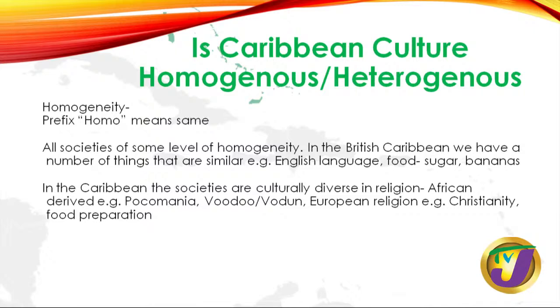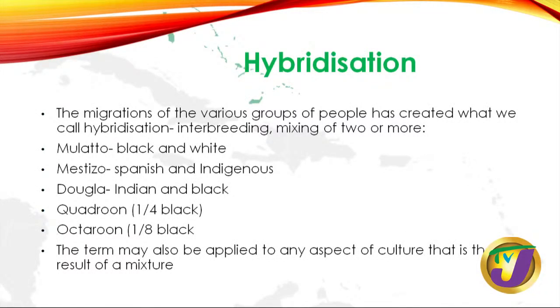Is that the case? Or is it that we have a diverse, heterogeneous culture? Many different things, right? What is it that we have? I'm sure you know the answer to that. If you travel to different Caribbean countries, you'd be seeing, eating, experiencing different kinds of things, even though some of them overlap. Now let's look at this term, hybridization. The migrations of the various groups of people, what it has created is a hybrid kind of society. This is where people interbreed, mix with each other, and then the result of it is a mixing of people.